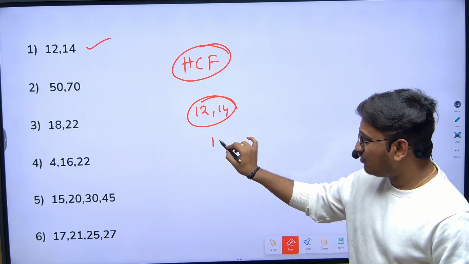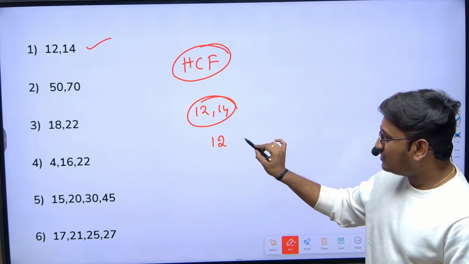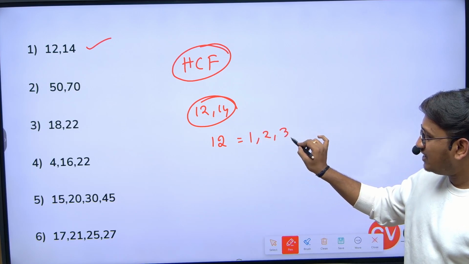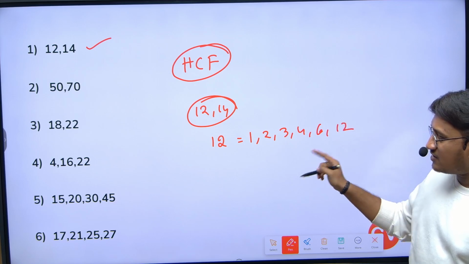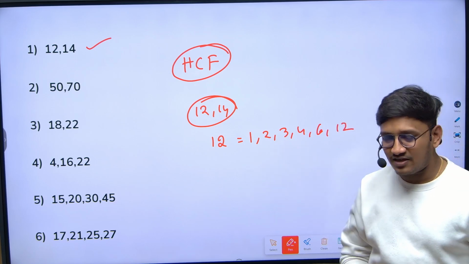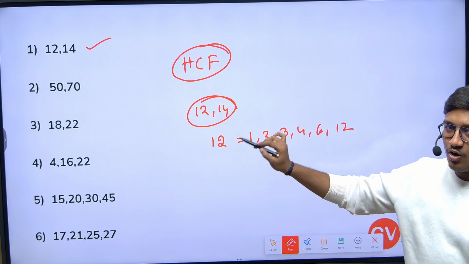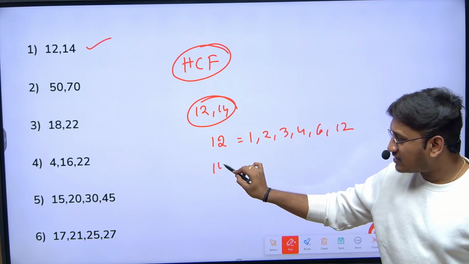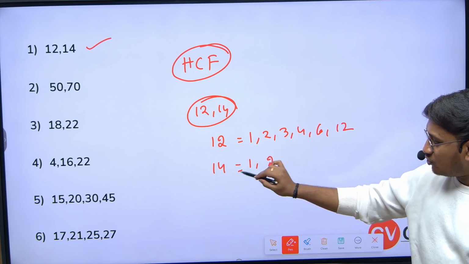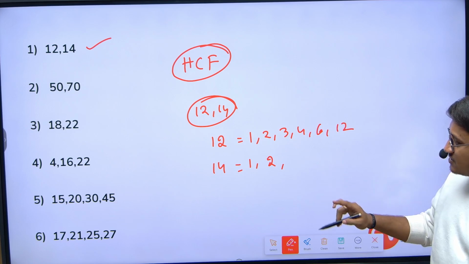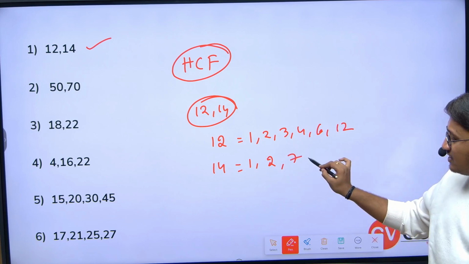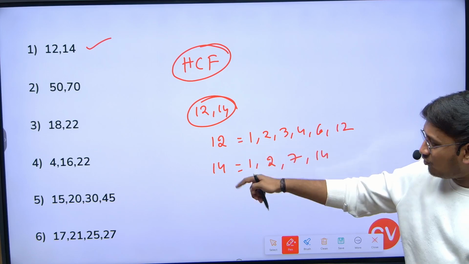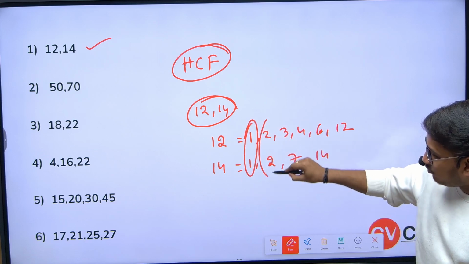One approach students take is to write the factors. What are the factors of 12? 1, 2, 3, 4, 6, 12. Factors are the numbers which divide exactly. That's it. These are the factors of 12. When writing factors, always start with 1 and end with the number itself. Now, what are the factors of 14? 1, 2, since 14 is divisible by 2. Next 3, 4, 5, 6, yes, 7, since 14 is divisible by 7. The last number will be 14. Now if they ask us to find the highest common factor of 12 and 14, we have a few common factors: 1, 2.